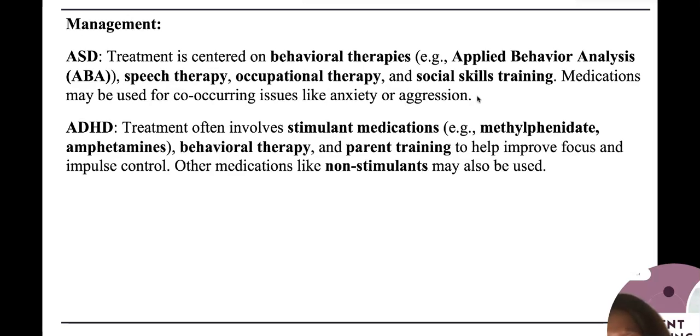So how do we manage both conditions? For ASD, treatment is centered mostly on behavioral therapies: applied behavior analysis, speech therapy, occupational therapy, social skills training. Medications may be used for co-occurring issues like anxiety or aggression. ADHD, on the other hand, the treatment often involves stimulant medications, e.g. methylphenidate, behavioral therapy, or parent training to help improve focus and impulse control. Other medications like non-stimulants may be used.